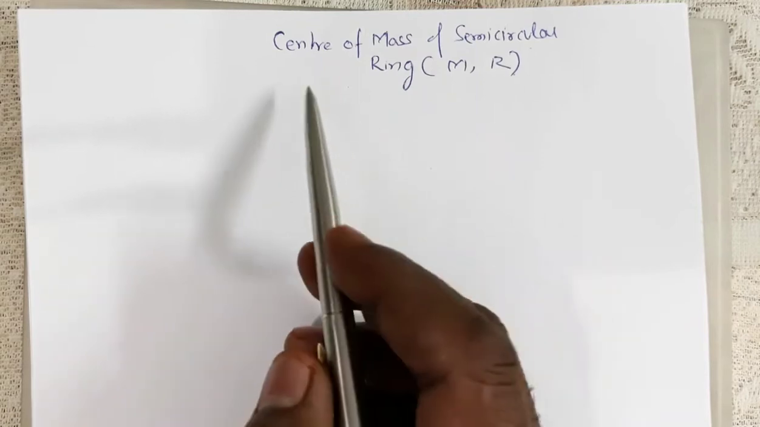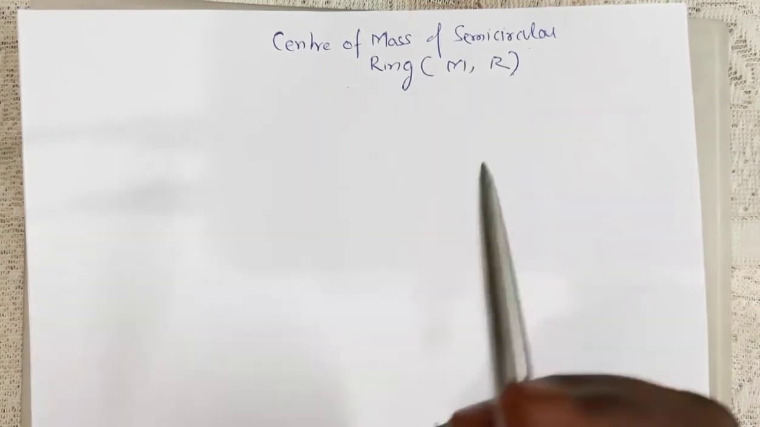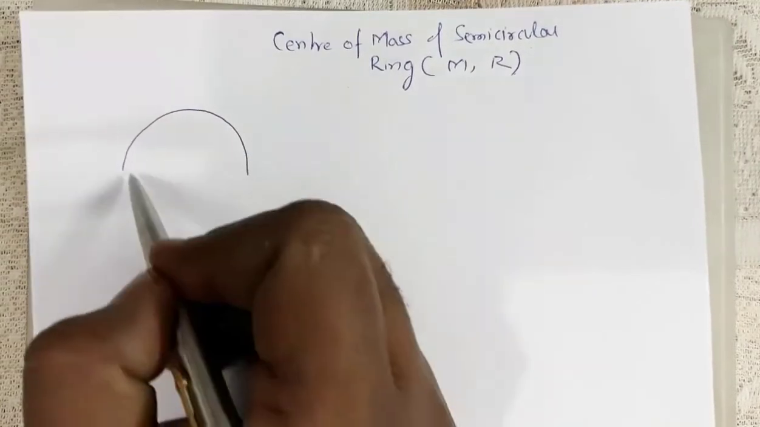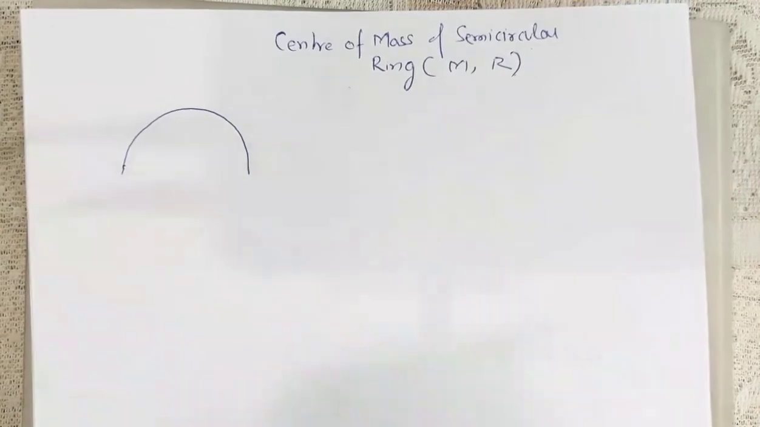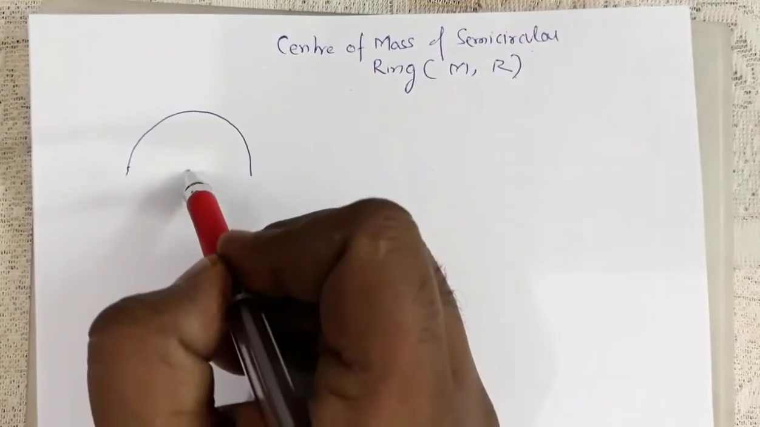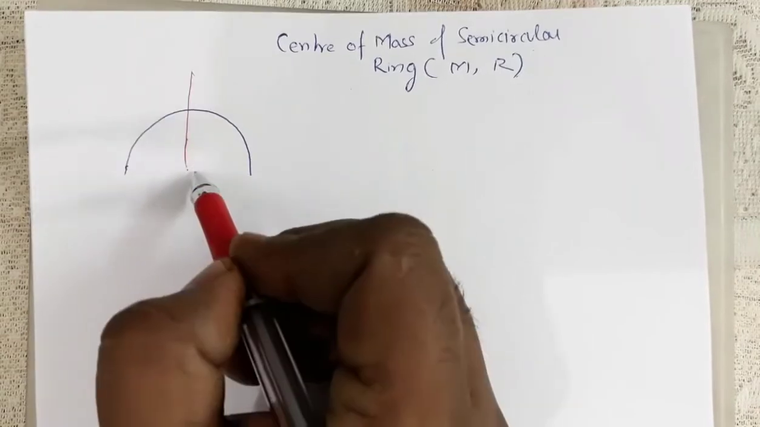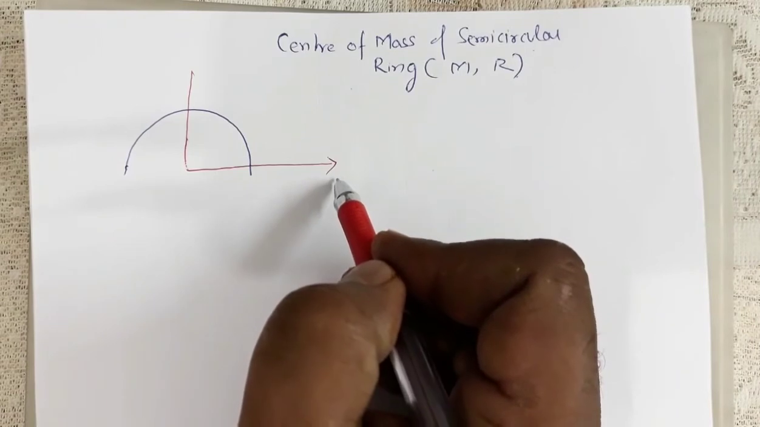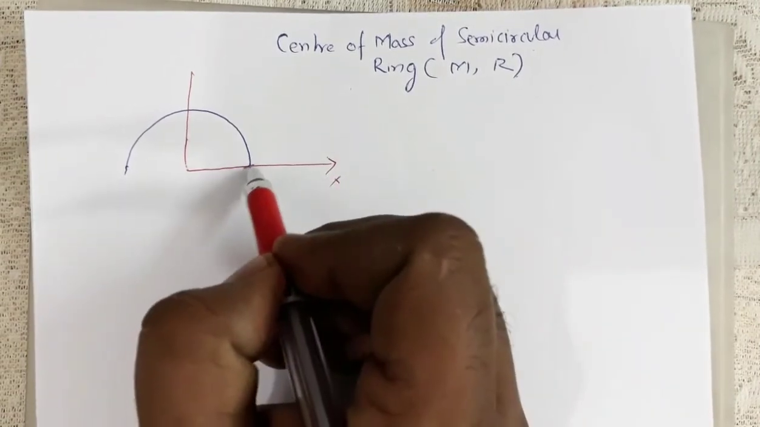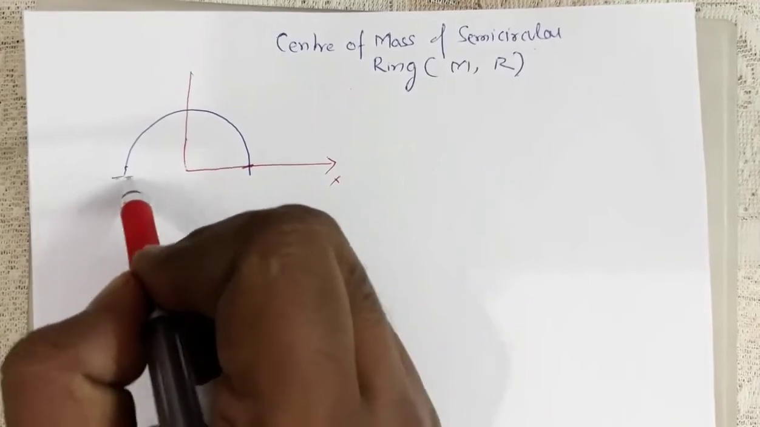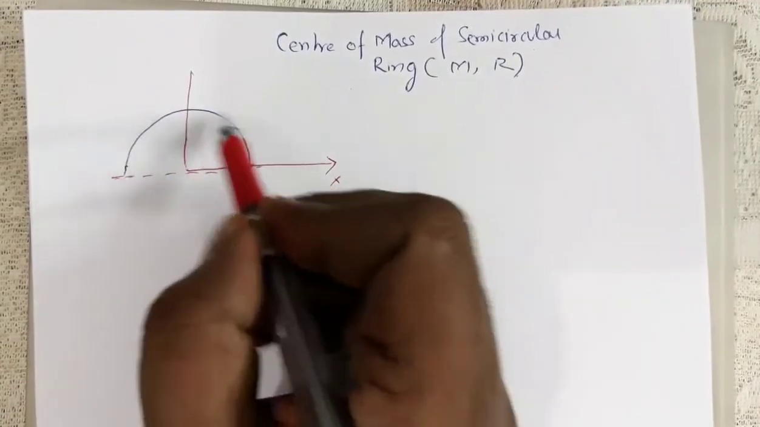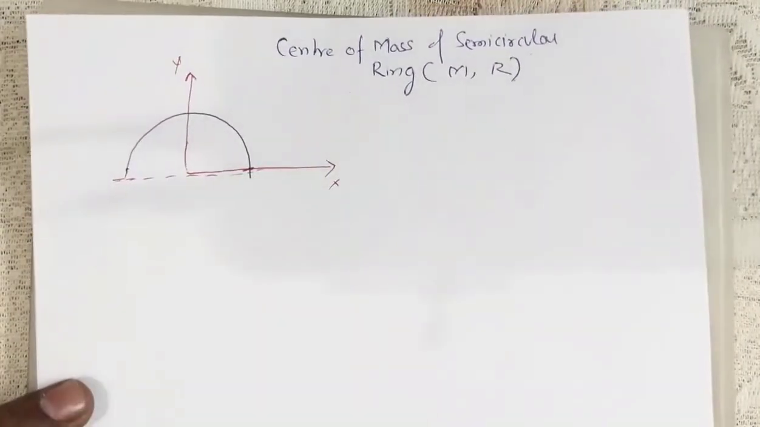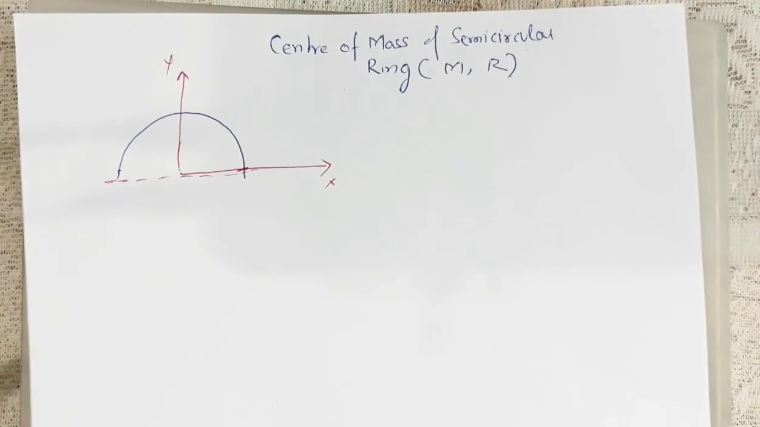So next we will calculate the center of mass of a semicircular ring. So suppose this is a semicircular ring, this is the y-axis, this is the x-axis. This is the ring. The ring is of mass m and radius r.